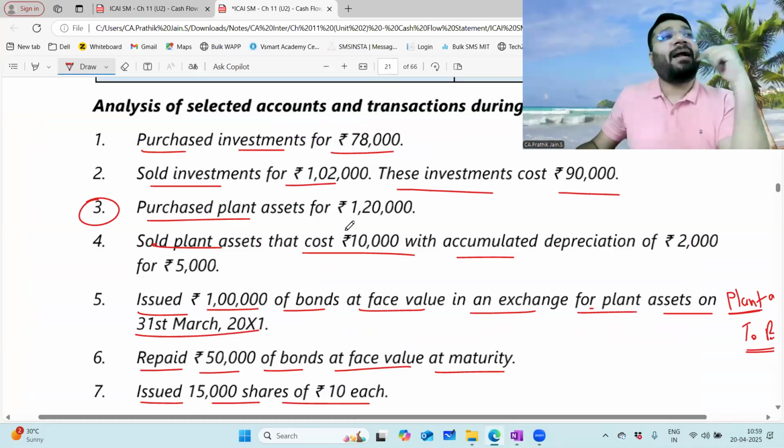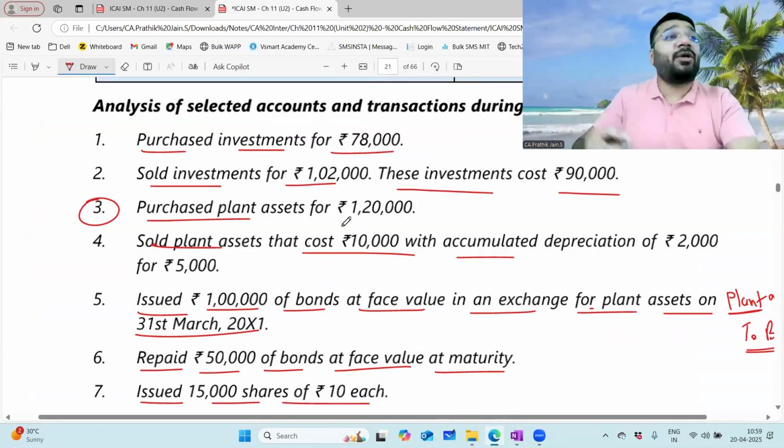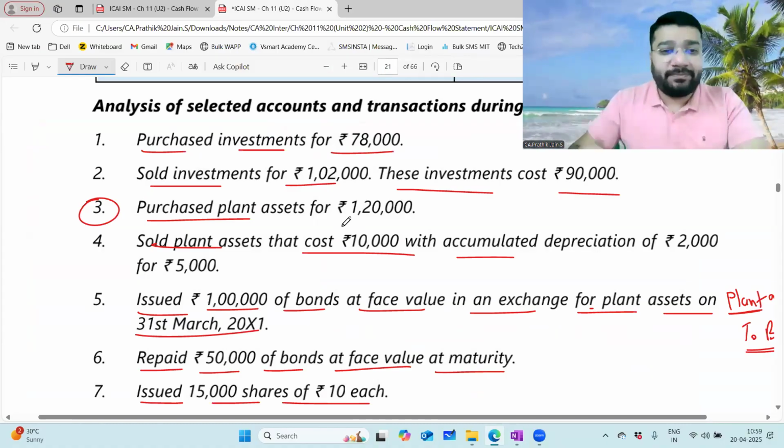Sir, one impact you gave in the plant account. Do I need to give another impact in the bank account? Not required. The cash and cash equivalents given to you is after all the adjustments of the bank. So you don't have to give the second impact in the bank ledger.